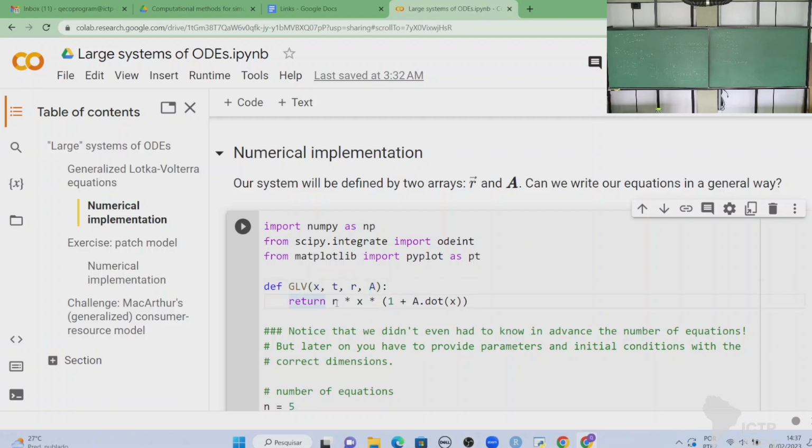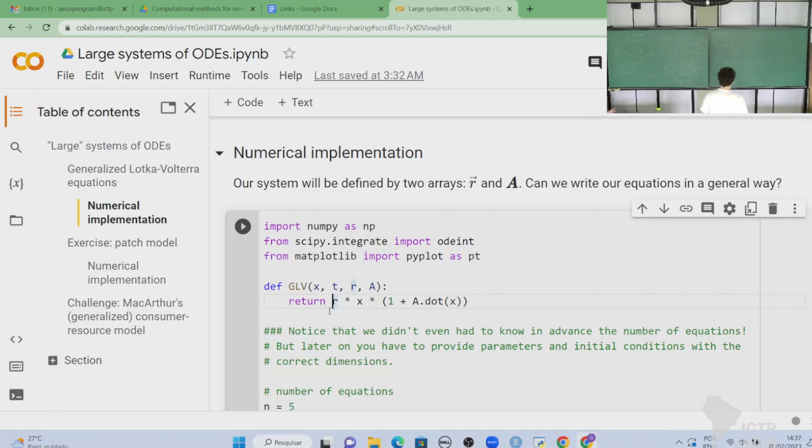And now this returns what? R times X, so this product here is the element-by-element product. This one as well. I have 1 plus, and now if I want to do a matrix product, I have to use dot instead of the asterisk, okay? I think we discussed this already last class, right? Yeah, the dot product, okay? And that's it, right? When I do this, I get, as a result, a vector with the right-hand sides of all of the equations, yeah?